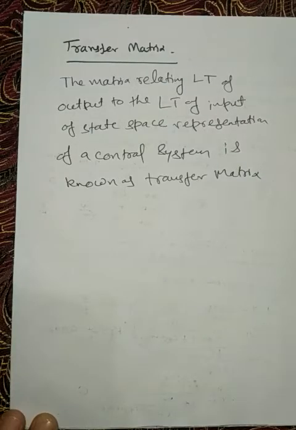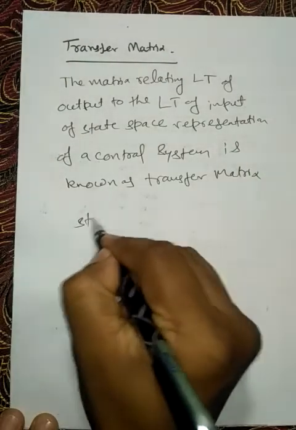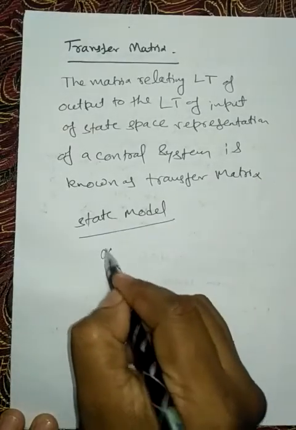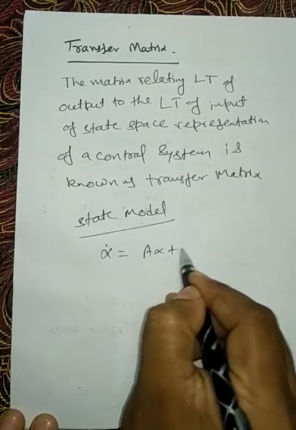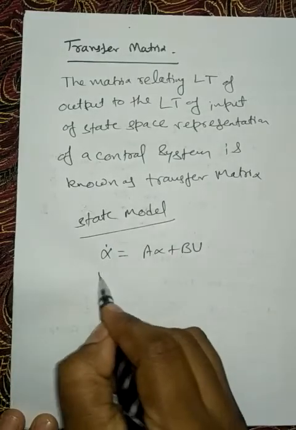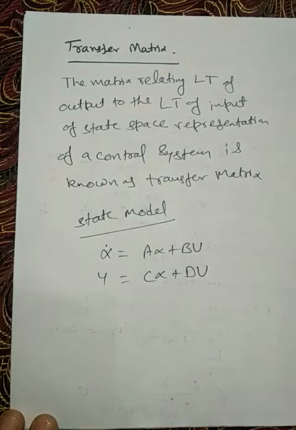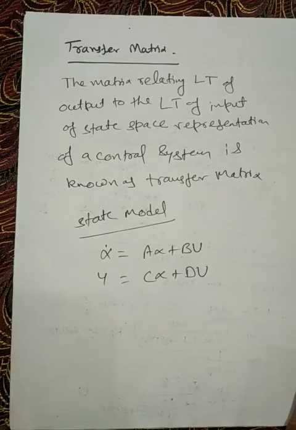Right? We have the state model as x dot is equal to Ax plus Bu and y is equal to Cx plus Du, where x is a state vector, u is input, y is output, A is system matrix, B is input matrix, C is output matrix, and D is the relation between input and output, right?